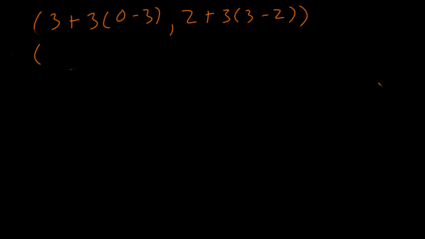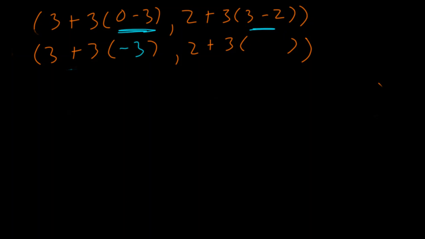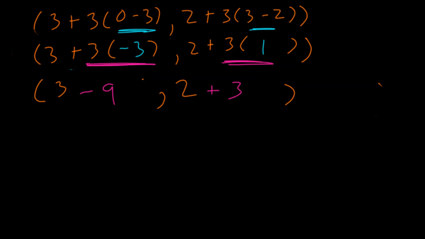I would do the simplest parts first. Alright, so we have this big long mess, and I'll just write 3 plus 3 parentheses, comma, 2 plus 3 parentheses. And what am I going to do? Well guys, I'm always going to simplify what's inside the parentheses first. So 0 minus 3 is simply negative 3. 3 minus 2 is 1. Okay, now when I see two things side by side, I'm going to multiply. So I have 3 something, comma 2 something, and right here 3 times negative 3 is negative 9. 3 times 1 is positive 3.